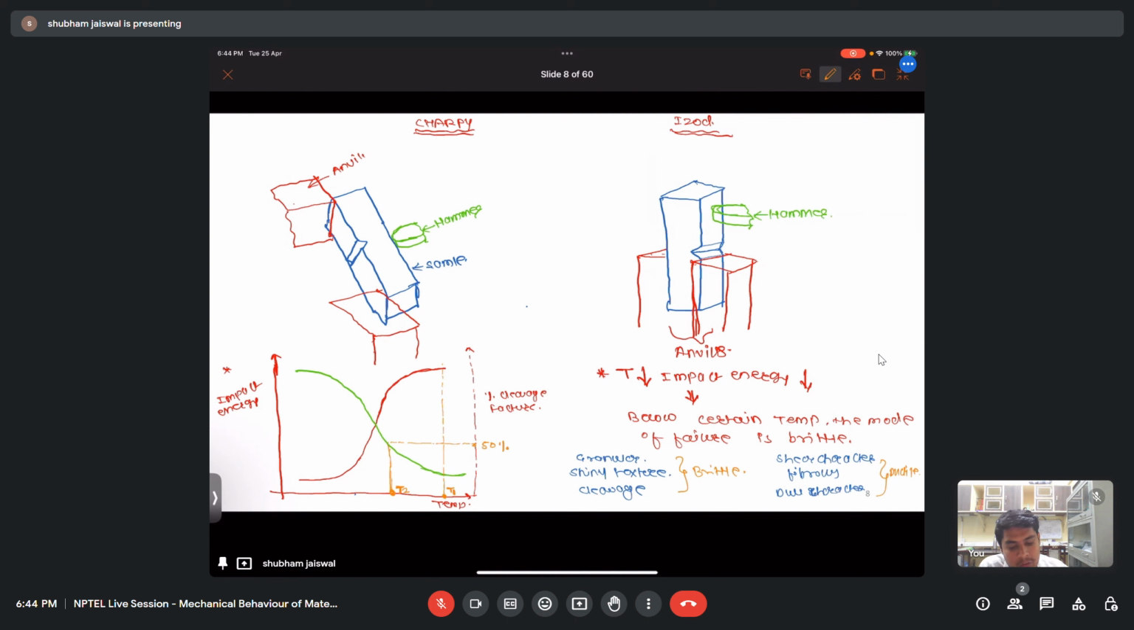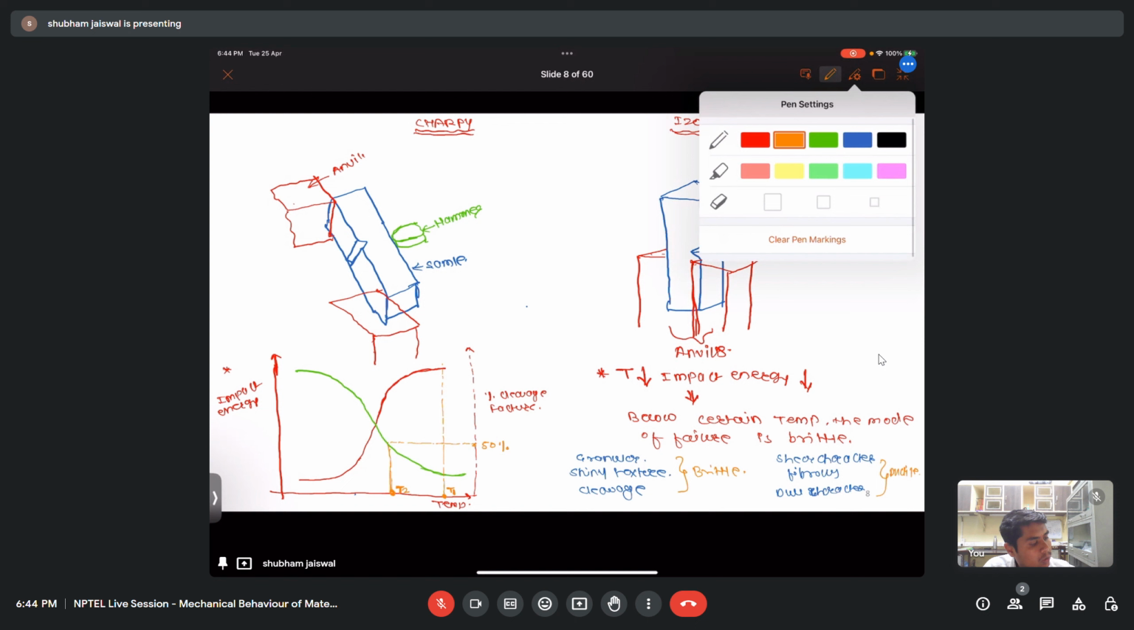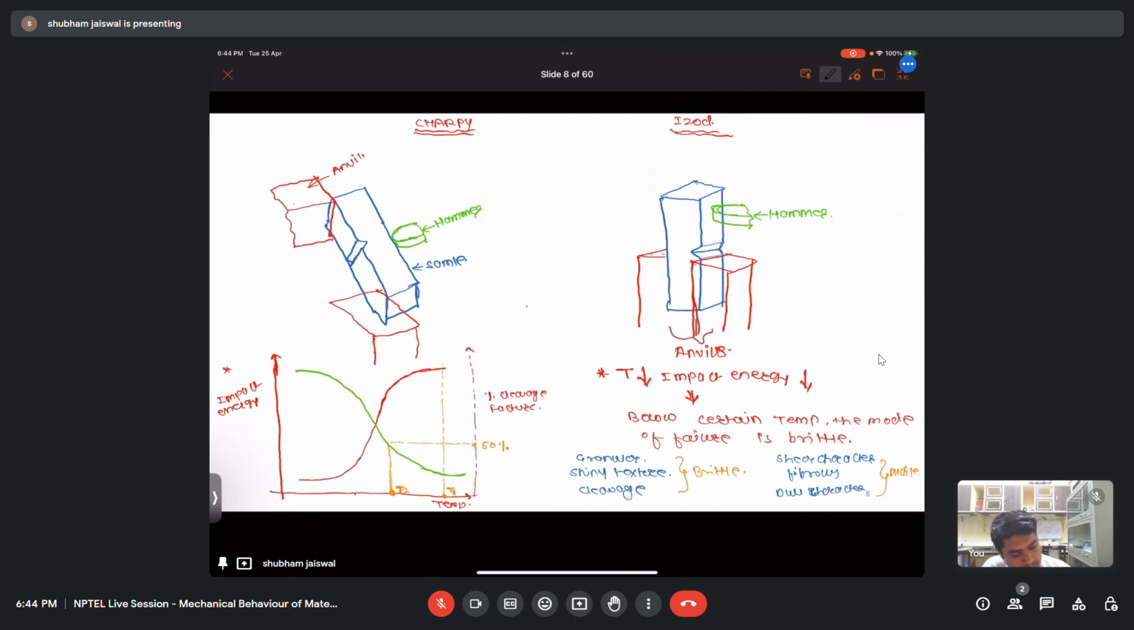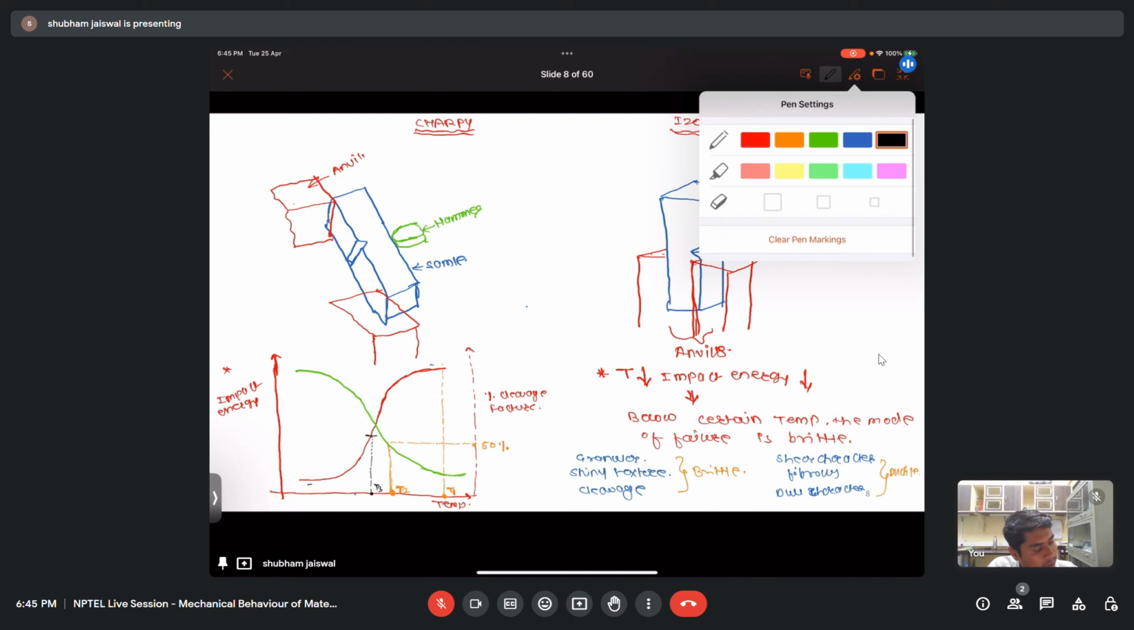Then if we take the average of the upper shelf and lower shelf of this S curve, we'll get a temperature somewhere around here, and this is my T3. It is the temperature average of the upper shelf and lower shelf. So now this is the third temperature.